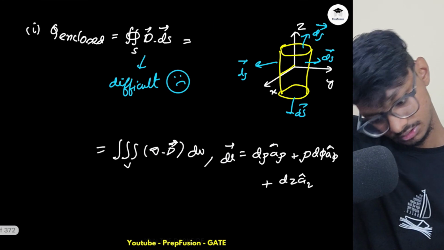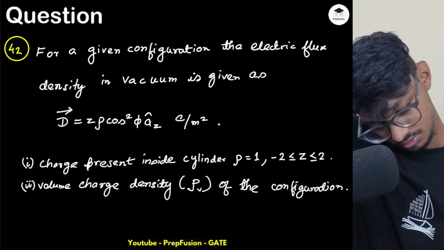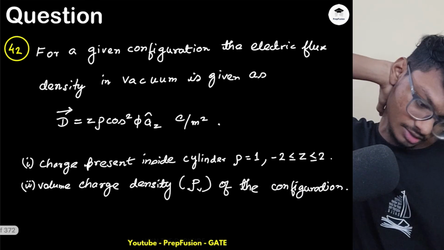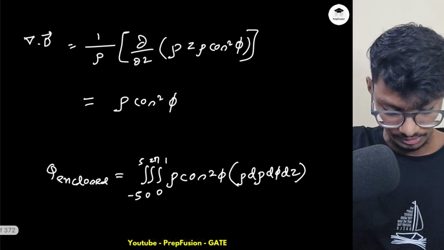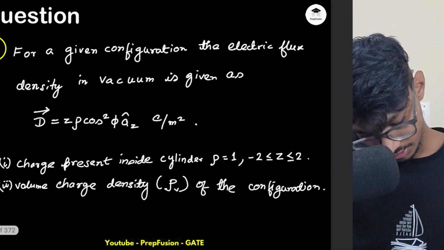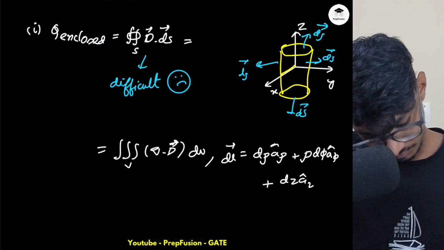So z, is it correct? From z equals to, okay, sorry, it was from z equals to minus 2 to plus 2. Sorry, my mistake, the limits are wrong. It should be minus 2 to plus 2.